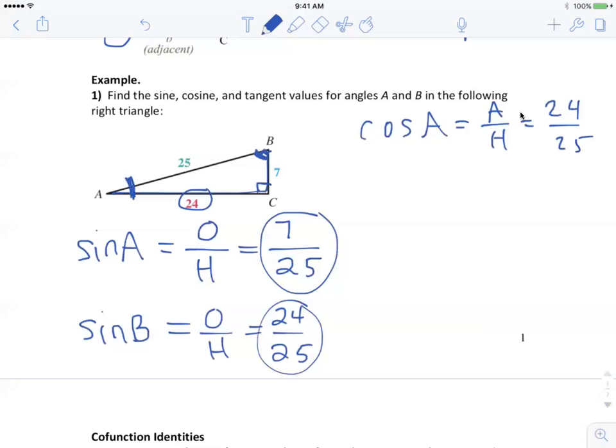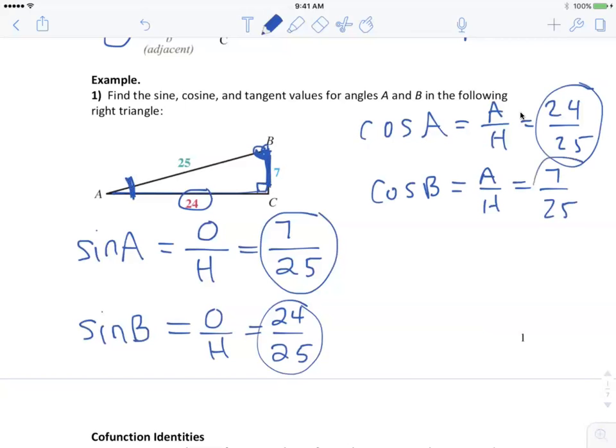That hasn't changed. The cosine of B, we're still talking adjacent over hypotenuse. So if I'm talking about this angle up here, what's adjacent to it is the 7, right next to. Adjacent is next to.